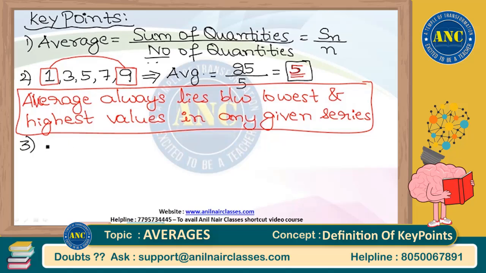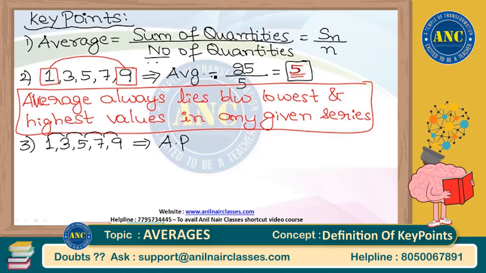My third key point, I will again write the same series: 1, 3, 5, 7, 9, right? Can I say that 1, 3, 5, 7, 9 is in arithmetic progression, right? What is the meaning of arithmetic progression? Common difference between the consecutive terms should be same. It is same in all the consecutive terms. So it is in arithmetic progression.